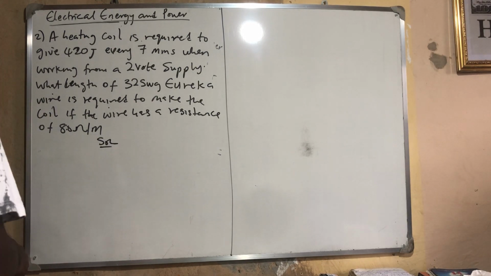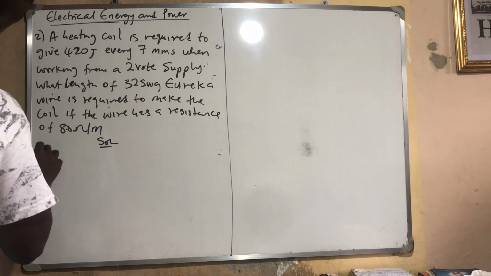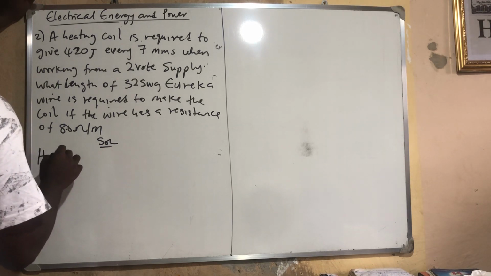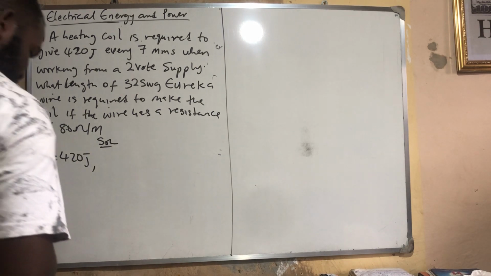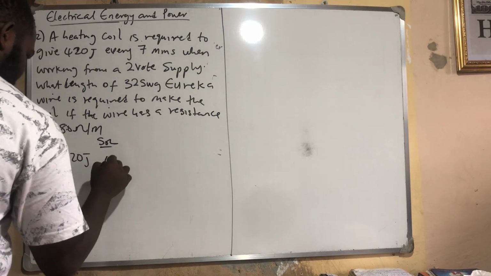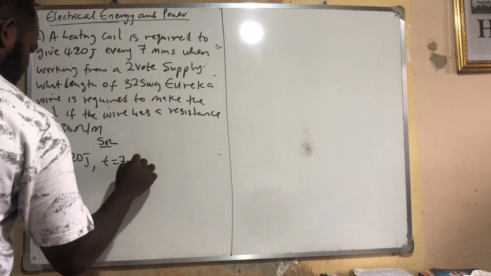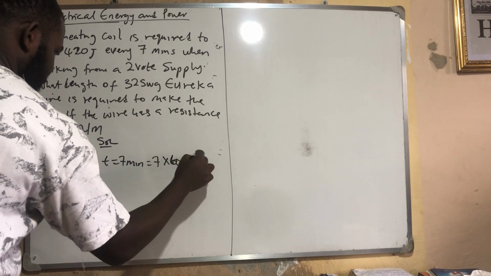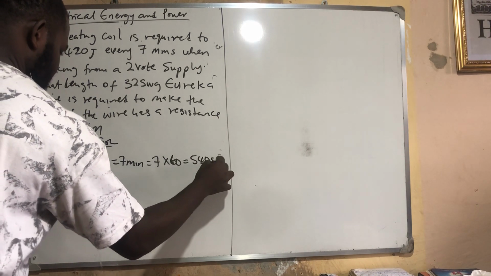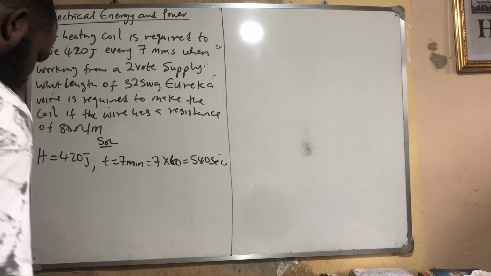What were we given? They gave us the energy, let me call the energy H. They gave me the energy as 420 joules, and they gave me the time. Time is equal to 7 minutes, which is 7 times 60, which is 420 seconds. Okay, what else did they give us?